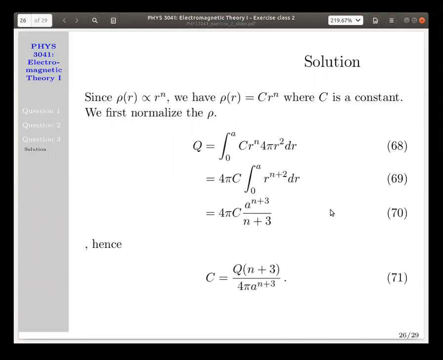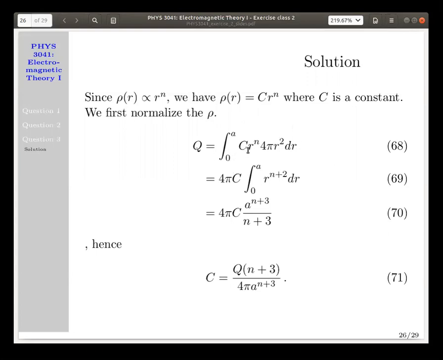Then the last case is when we have the charge distribution that varies radially and proportionally to r to the power n. So we can write rho to be equal to c times r to the power n. Here c is a constant. So the first thing we have to do is to normalize the rho because the total charge is Q. So when we integrate the density over the whole sphere, we will get the result to be exactly equal to Q.